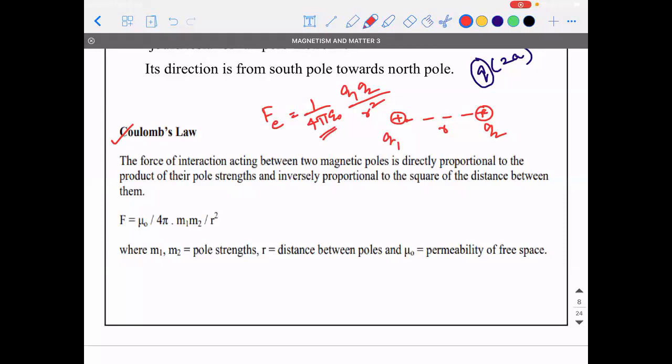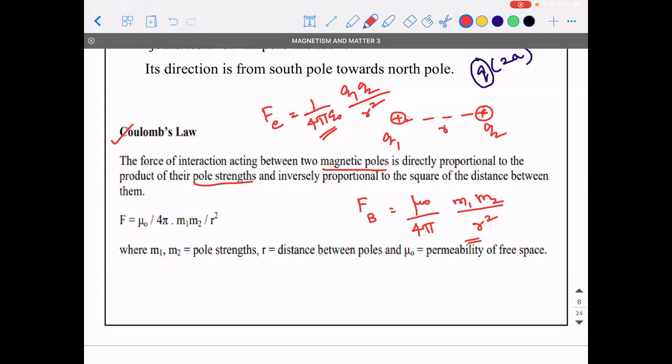Right. Suppose you have two magnetic poles. What do you mean by magnetic poles? The North Pole and the South Pole, obviously. You have two magnetic poles and they have certain pole strengths associated with them. Let's say their pole strengths are small m1 and small m2. Then the magnetic force of attraction or repulsion that is existing between them is given by the value mu naught divided by 4 pi into m1 into m2 divided by r square.